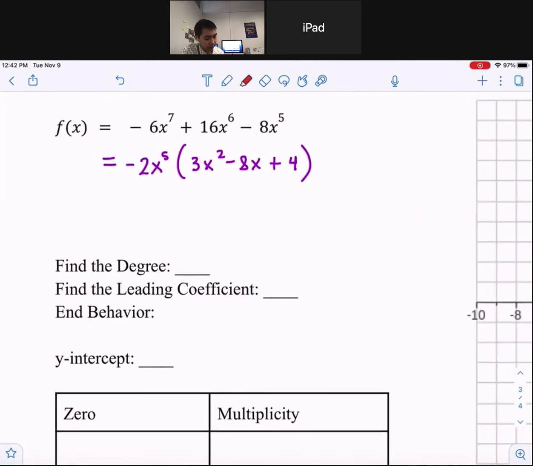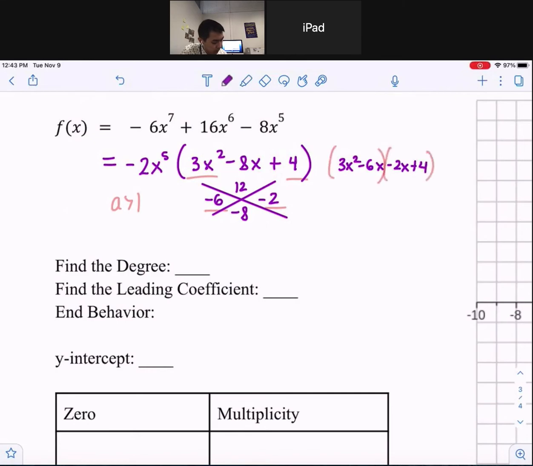Now again, the leading coefficient is an a greater than 1 case. So we got an x method, and then we group. So these 4 terms: 3x squared minus 6x minus 2x plus 4. Group. Factor out a 3x to get x minus 2. Factor out a negative 2 to get x minus 2. 3x minus 2 times x minus 2. Bring this along to get negative 2x to the 5th.